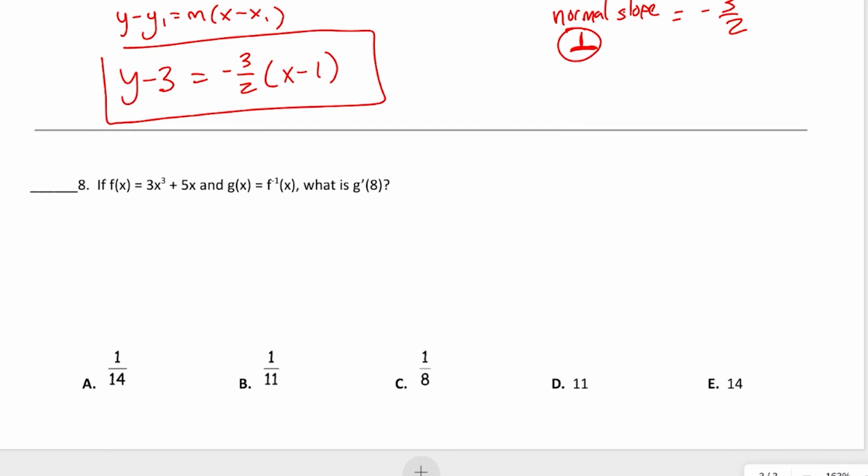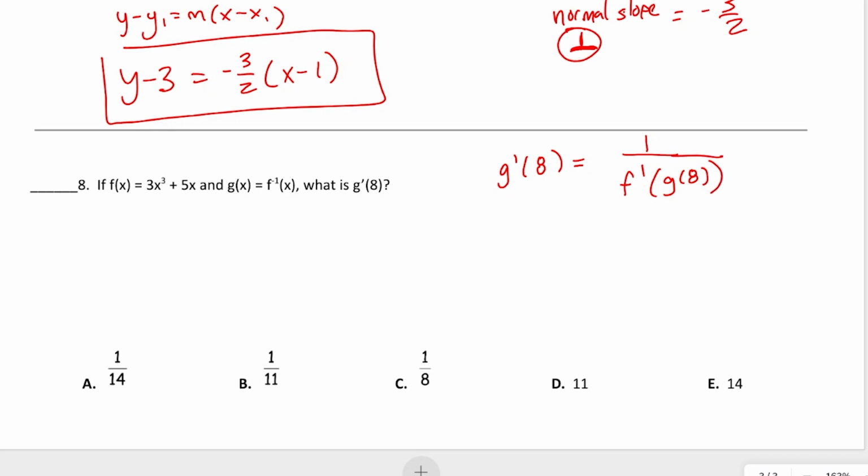Let's see, number 8, our last question. We got another multiple choice, and it looks like we're going back to inverses here, which is a great way to end this homework off. We're trying to evaluate g prime of 8, where g is the inverse of f. So if it's the inverse of f, then this is going to equal 1 over f prime of g of 8.